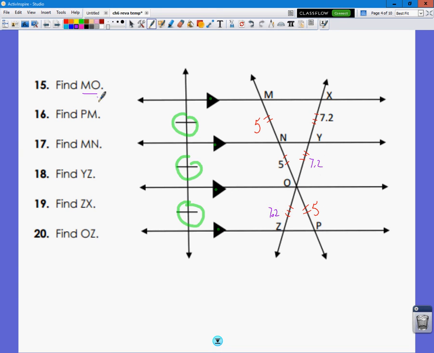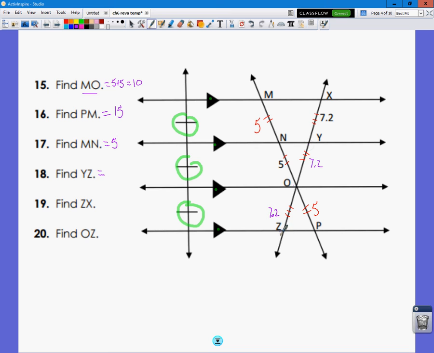Then I just look at what they're talking about. From M to O is 2 of these 5's put together. I won't write them out after this. 5 plus 5, obviously 10. From P all the way to M is 5 plus 5 plus 5, a total of 15. From M to N is just one of those pieces, it is 5.